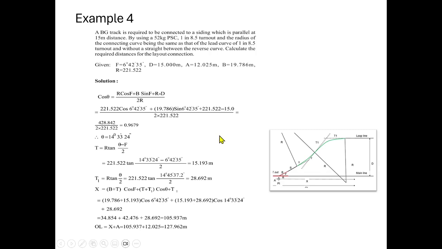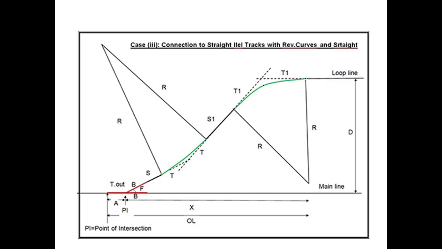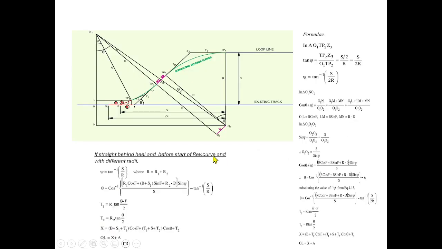We'll go to the next. This is the connection to straight parallel tracks with reverse curves and straight. In the earlier case there was no straight in between. Now we want to give a straight in between because the distance is somewhat larger, some 50 meters, 60 meters. We want to introduce some straight in between. This is the detailed drawing of this connection. It's like the previous example only. The only difference is we have the straight in between the reverse curve. That's all. So one S is coming into play here.